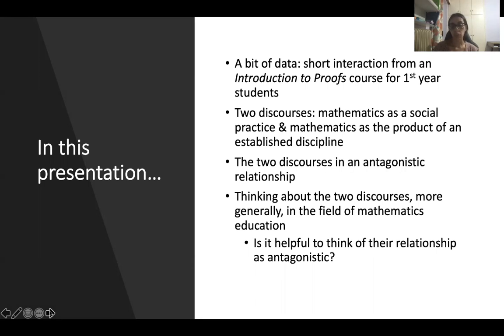intended for first-year students. I'm going to suggest that there are 2 discourses manifesting themselves in this interaction, one being mathematics conceptualized as a social practice, and the other conceptualizes mathematics as the product of an established discipline, of what mathematicians do, basically.